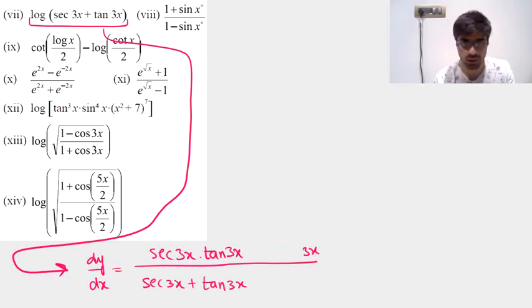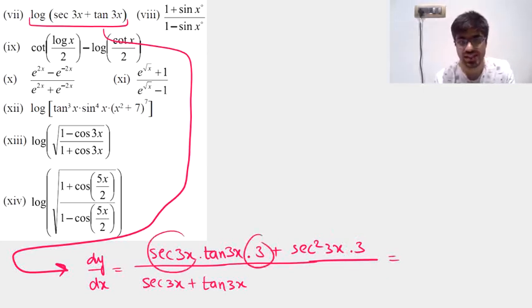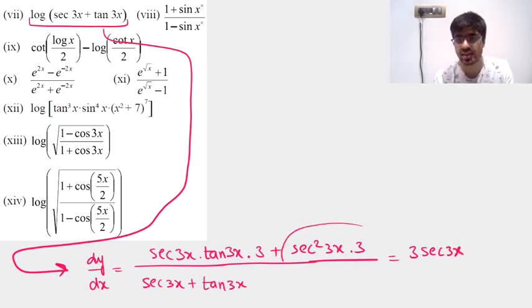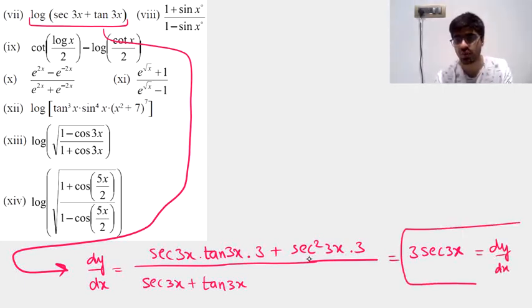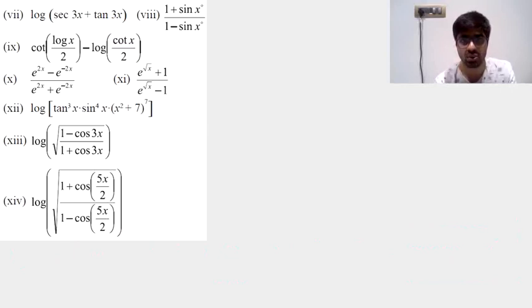And okay, just a minute. This will further be multiplied with the derivative of 3x, which is 3, plus to it you will further add sec square 3x into 3. You can pull out a 3 sec 3x common from the two terms. But after you have pulled out a 3 sec 3x common from the two terms, you will be left with tan 3x plus sec 3x. And tan 3x plus sec 3x, both of them get cancelled in the numerator and denominator. You are ultimately left with 3 sec 3x, and that's the final expression of dy by dx. Yeah, so with that, let's go ahead with the next one, the eighth one.